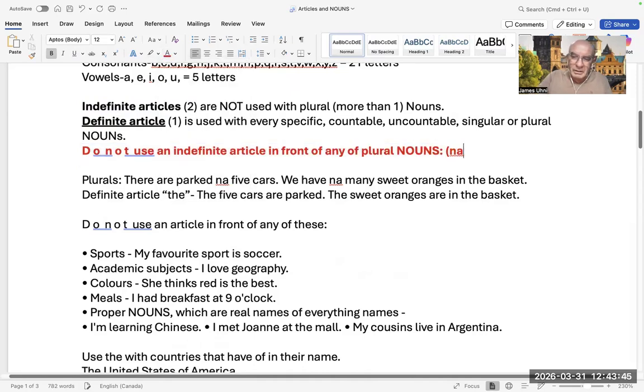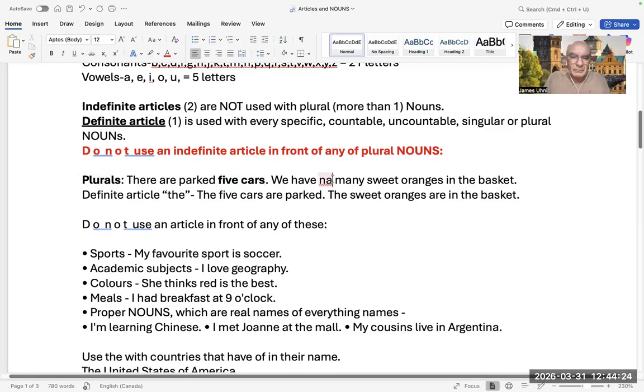I don't know why there is an A in brackets, but it's easier without it. Plurals. There are parked 5 cars. Why there is an A? I don't know. There are parked 5 cars. So we have plural 5 cars. It's number 5 and S at the end of the noun.